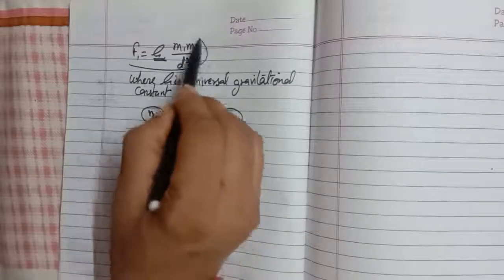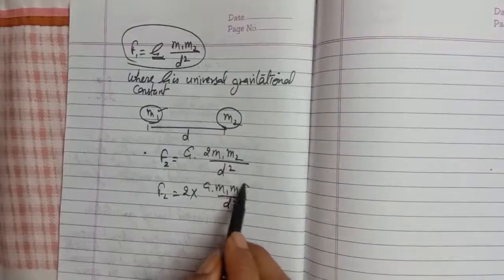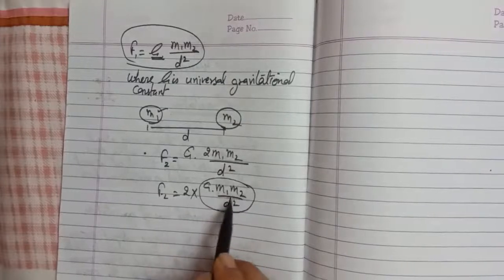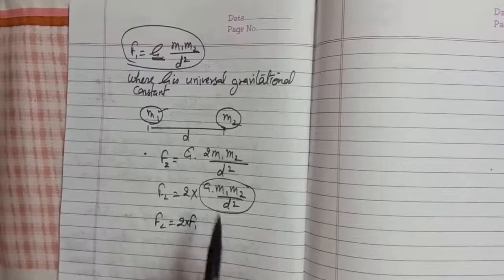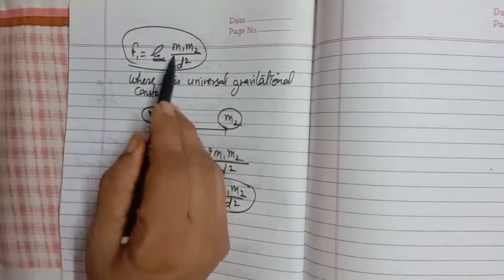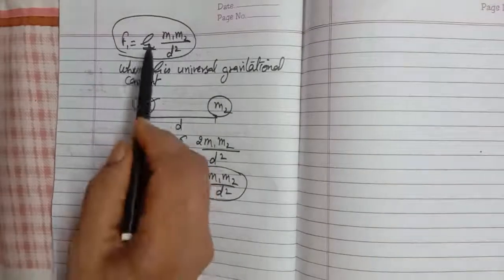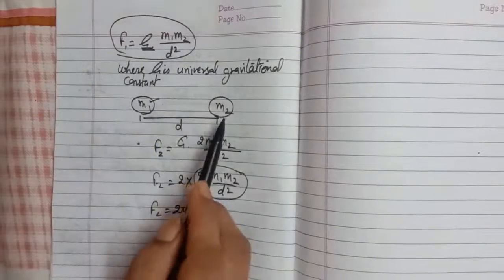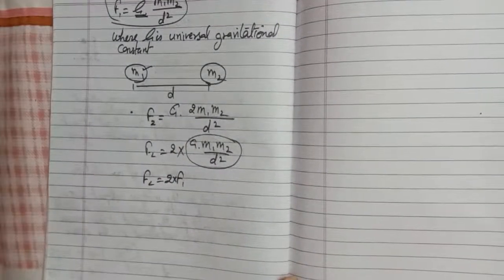Initially the force of attraction between them is this one, and now it is this one. In place of G m1 m2 upon d square, we can write F1, because this is the force of attraction acting between the two objects. So we can say that by doubling the mass of one of the bodies, the force of attraction between the two objects will be double.